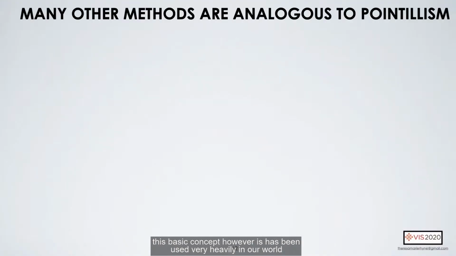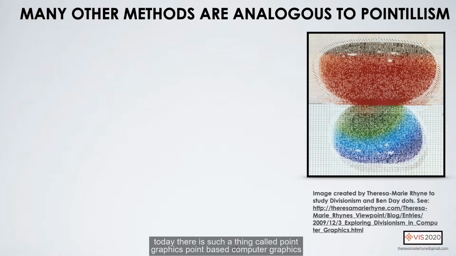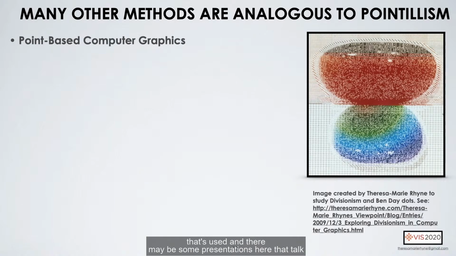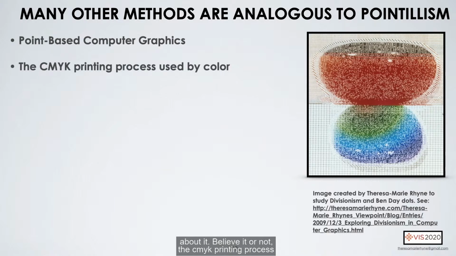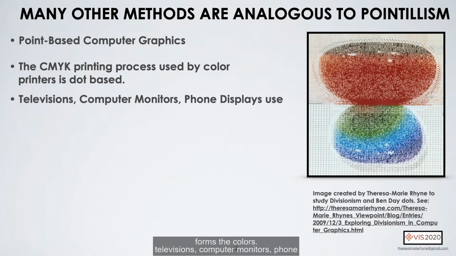This basic concept, however, has been used very heavily in our world today. There is such a thing called point-based computer graphics, and there may be some presentations here that talk about it at IEEE VIS. The CMYK printing process uses a color situation where printers are dot-based. If you look very carefully at a CMYK printout, you'll see little dots coming close together to form the colors. Televisions, computer monitors, phone displays use the same thing.